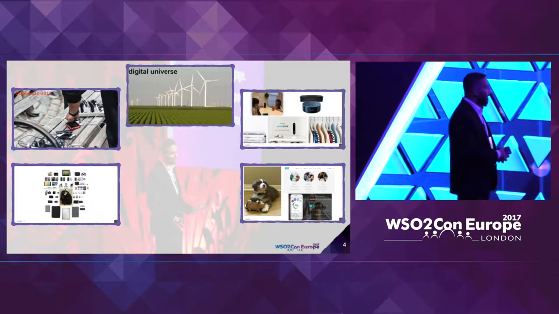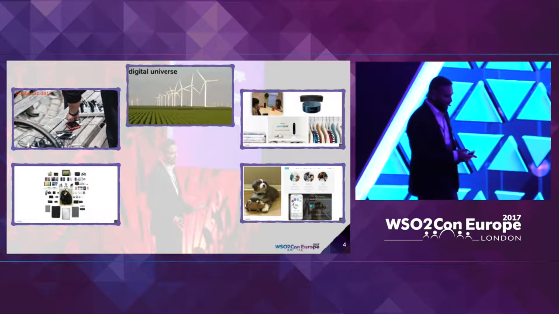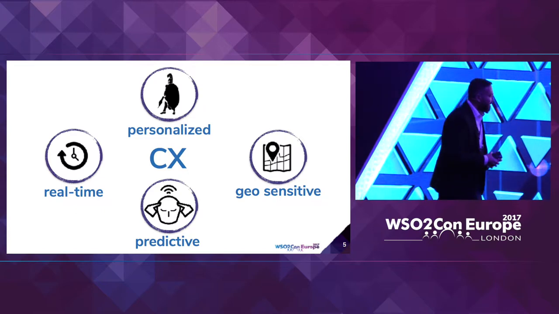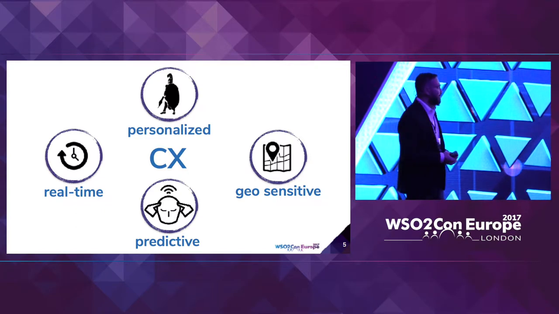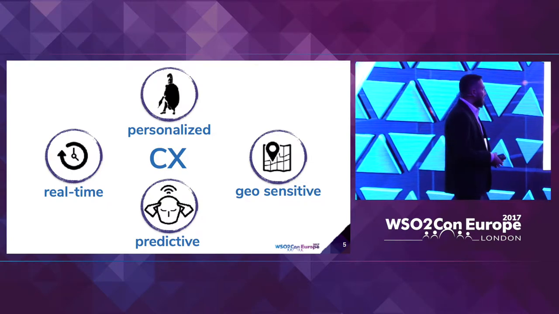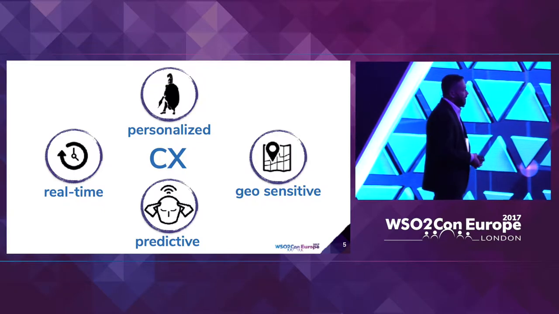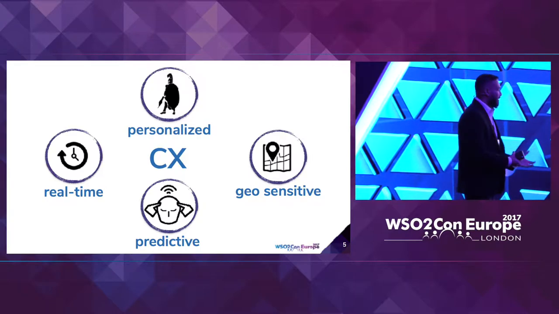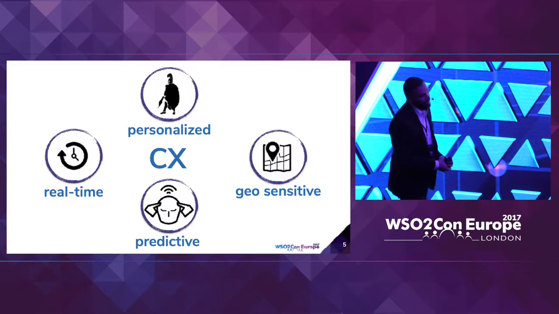Why I took this experience is that all these digital experiences are part of our day-to-day life, and in the same way, all our consumers who use the applications we build are expecting something similar. This digital experience I categorize into four things that they are expecting. First, it has to be a personalized experience. Second, it has to be real-time. Third, it has to be geo-sensitive, based on where the consumer is using the application. And then it has to provide some kind of predictive information as well.